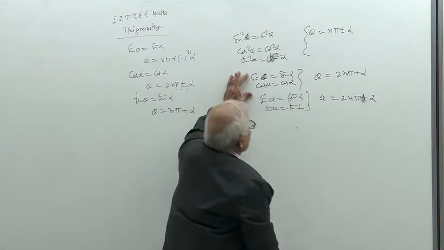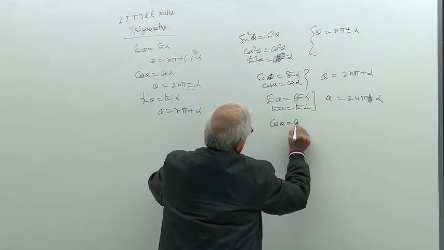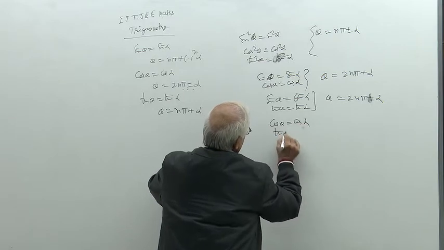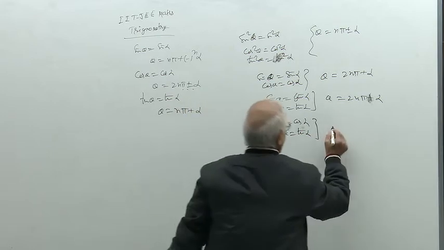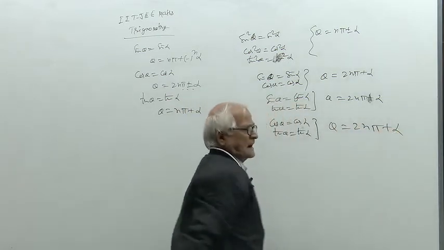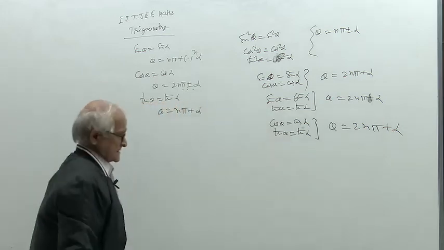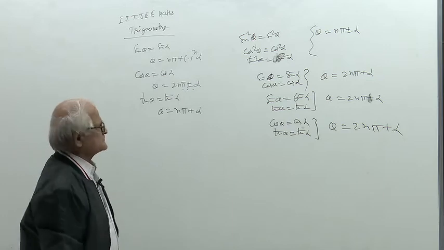If both are equations, similarly, cos theta is equal to cos alpha, tan theta is equal to tan alpha. For these two, we have the general value 2n pi plus alpha. You remember this. Now there are many formulas.